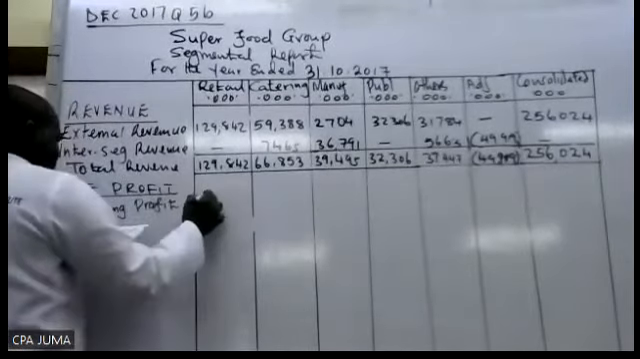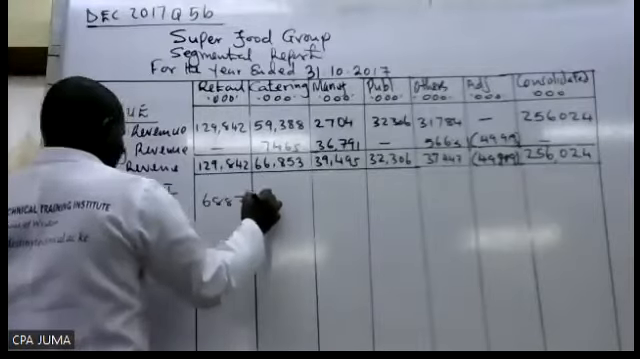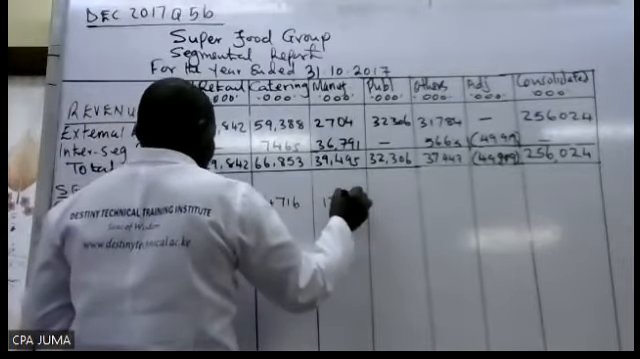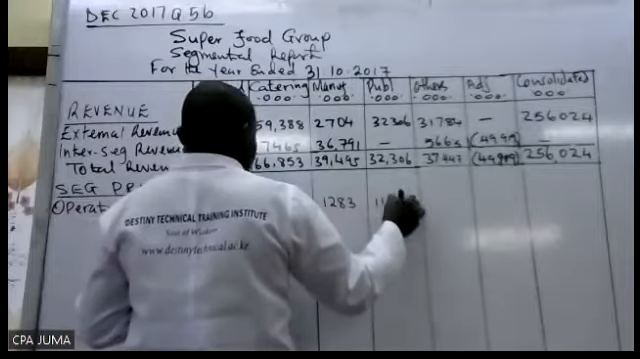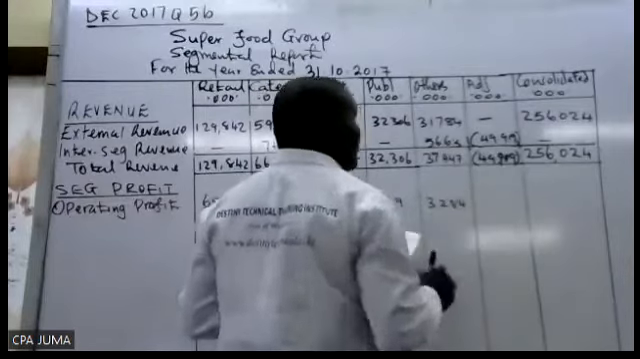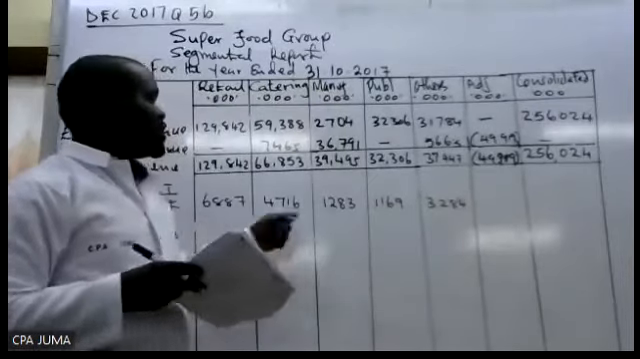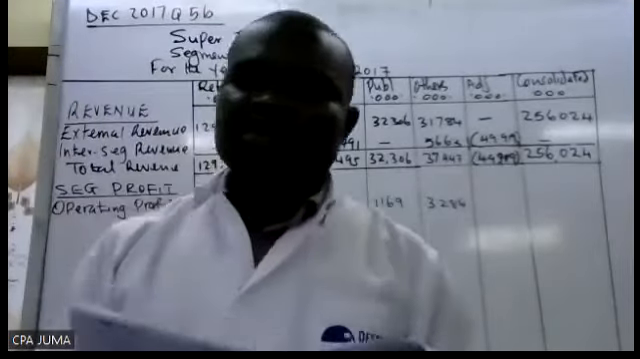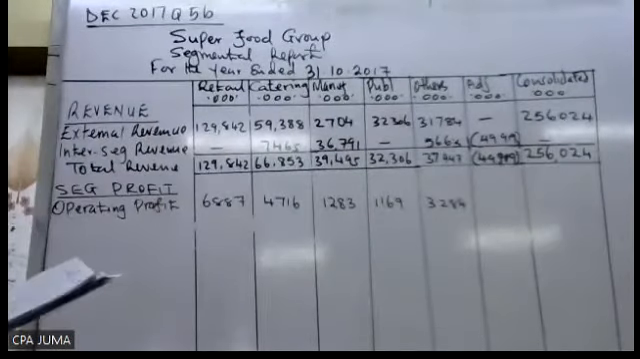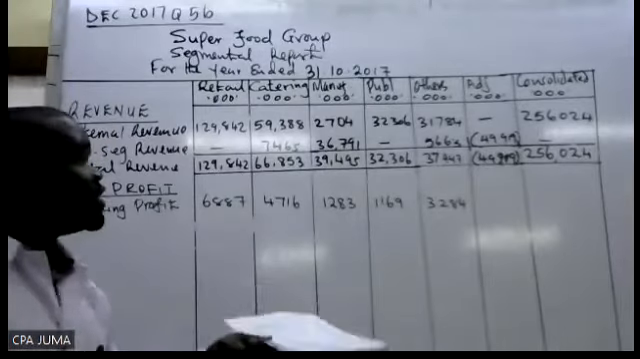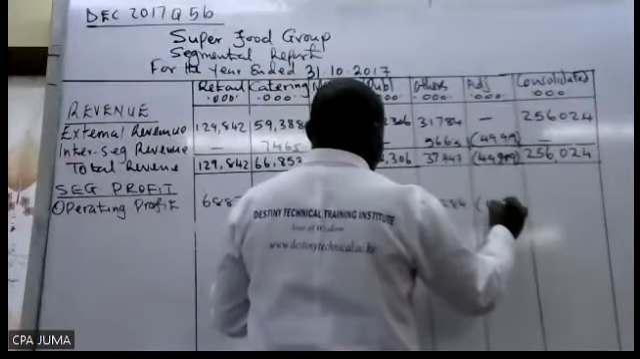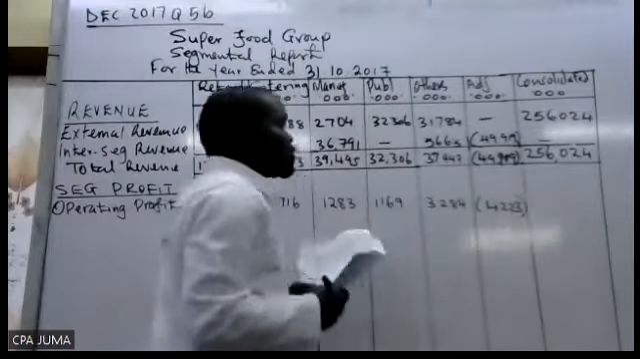Now we have here 68, 87, 47, 16, 12, 83, 11, 69. Then we have 32, 84. Then out of this operating profit total, check for me number three, additional information number three. Are you seeing inter-segment profit? Inter-segment profit are the profit which we realized as a result of inter-segment revenue. So we got an inter-segment profit of how much? 42.23. So that one you eliminate.